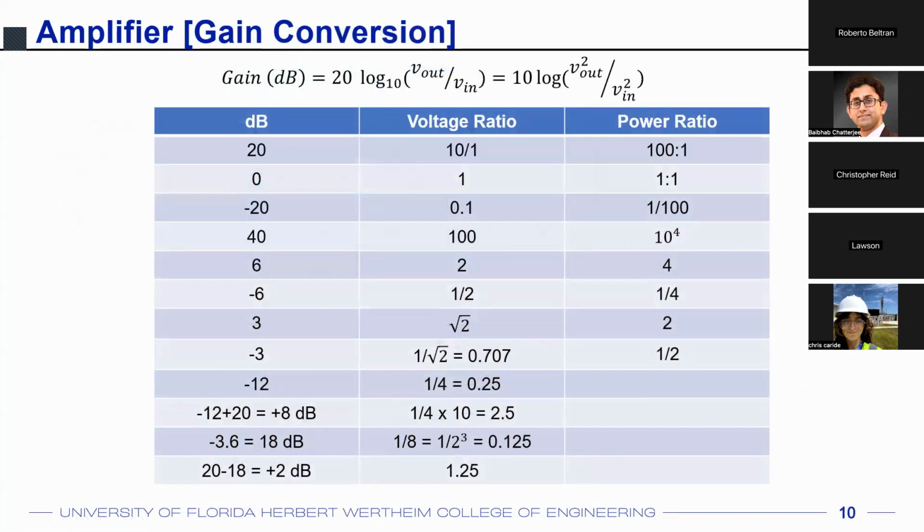Now, if you want to represent the gain in dB, this is just a table. You don't need to remember it. But again, if you put the values in your calculator, you'll see what is the meaning of it. Because when you're representing the gain in decibels, the formula is 20 times log base 10 of V out over V in.